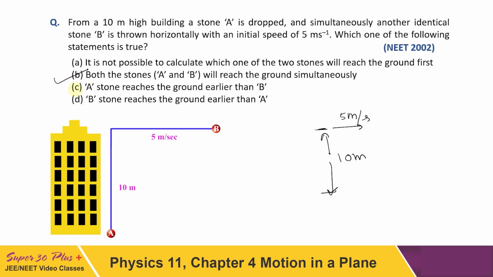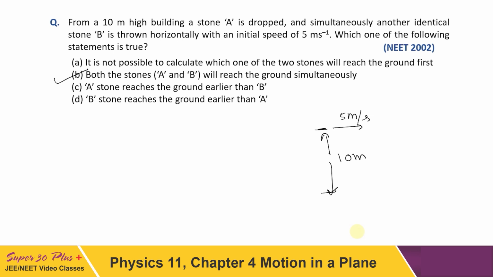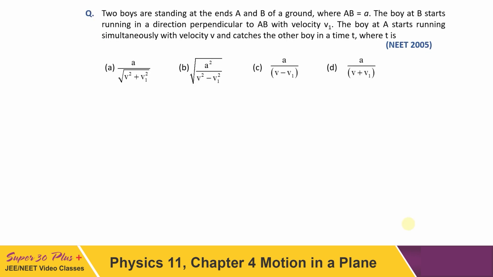As from here you can see, the same question can be asked in two different ways. Just the sequence of options is different and then it will be a different question. But of course the interpretation is the same. Now let us see the next question.